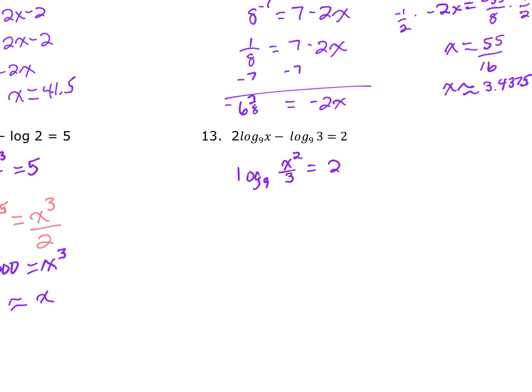Okay, so using our rule for exponents, we know 9 squared is equal to x squared over 3. So 81 is equal to x squared over 3. In other words, x squared is equal to 243. When we take the square root of both sides, we get 15.59.